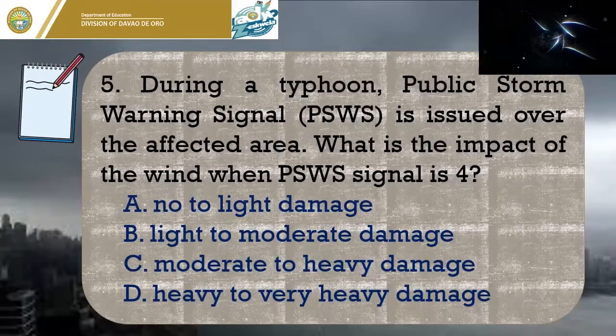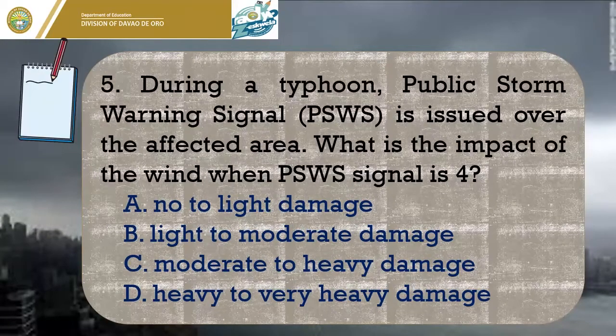Question number 5. During a typhoon, public storm warning signals or PSWS is issued over the affected area. What is the impact of the wind when PSWS signal is for? A. No damage to light damage. B. Light to moderate damage. C. Moderate to heavy damage. Or D. Heavy to very heavy damage.